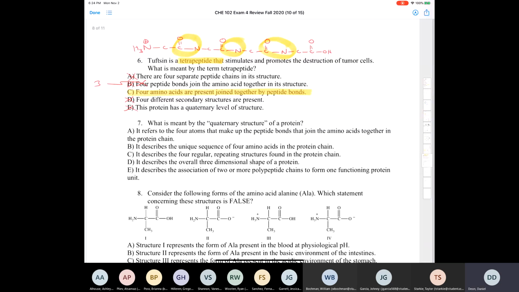Okay, number 7. What is meant by quaternary structure of a protein? I'll let you guys take a look at it. And there's one answer that's definitely better. It's head and shoulders above the rest.